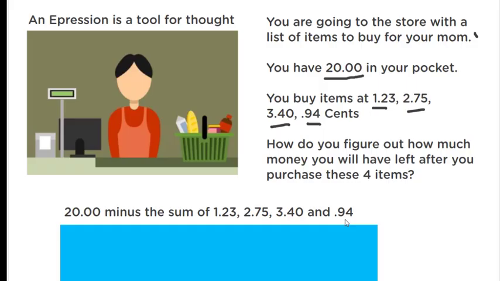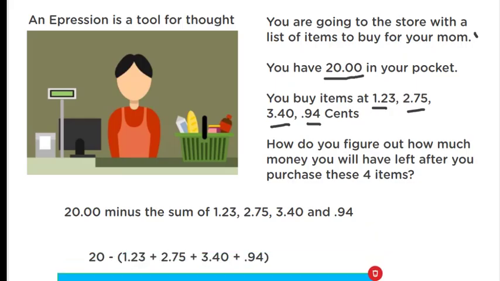That's basically what you're doing. That's the thought process. I've got this $20. I'm going to buy these 4 items all together and take it away from the 20. Now, I'm not going to solve it, but that's the thought, right? The thinking that goes into the process. The process happens when you actually do it. And before you actually do it, you think about it. And this is what that expression looks like. 20 minus ($1.23 plus $2.75 plus $3.40 plus 94). No equal sign. I don't know how much I'm getting back. I just know that that's what I have to do to get that money back. That's called the expression, the tool for thought.